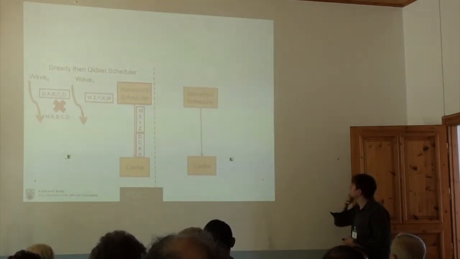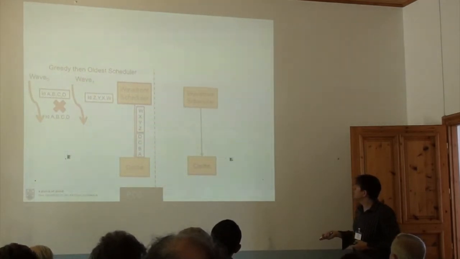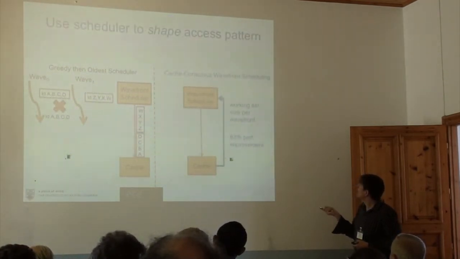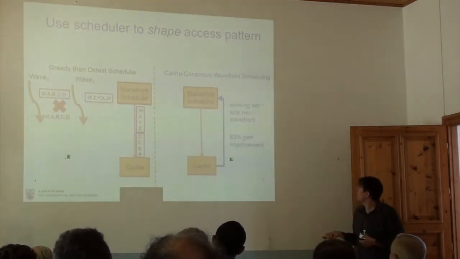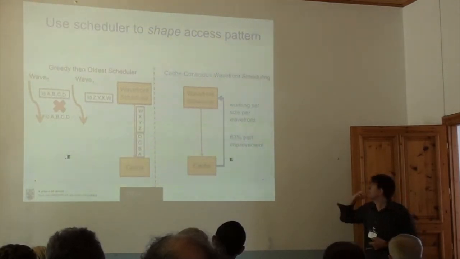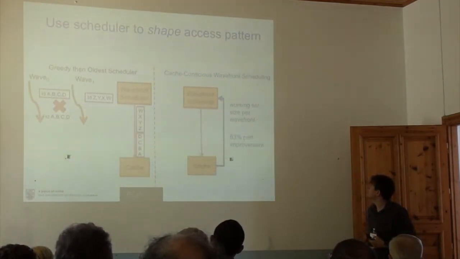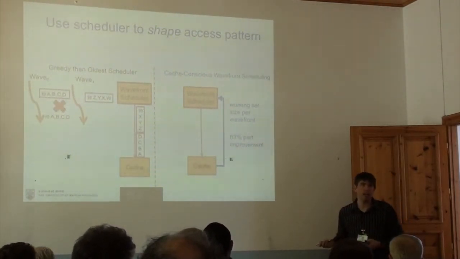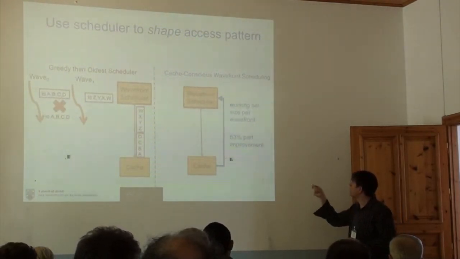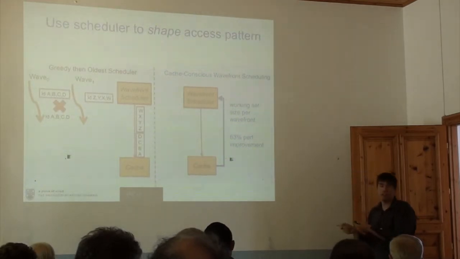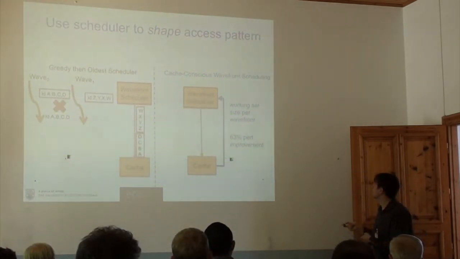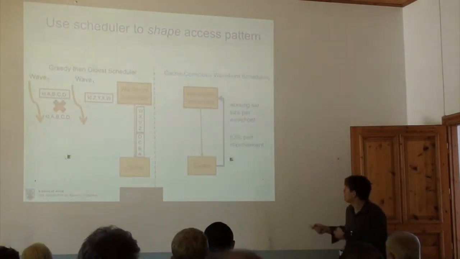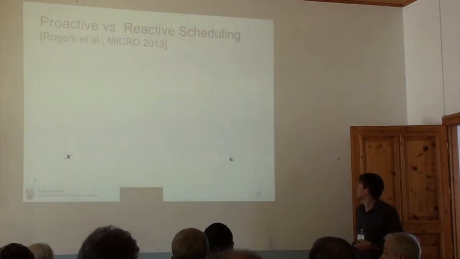So what we did was we looked at a more intelligent scheduling scheme where the cache gives feedback to the scheduler about the working set size. And so we have this clever name for this: cache-conscious wavefront scheduling. Basically, by having the cache detect when we're losing locality in the memory system and throttling the scheduling so that we're scheduling a smaller subset of wavefronts, we can improve performance here. On one set of benchmarks it is 63%.